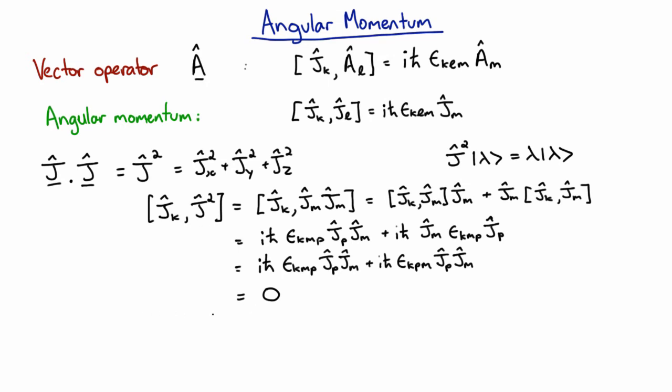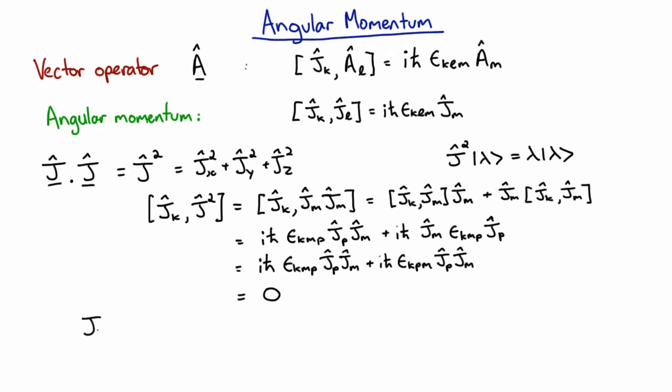And what that means is that they must have identical eigenstates. So an eigenstate of J squared is going to also be an eigenstate of any element of the angular momentum operator, and vice versa. So there definitely is some kind of potential degeneracy there.